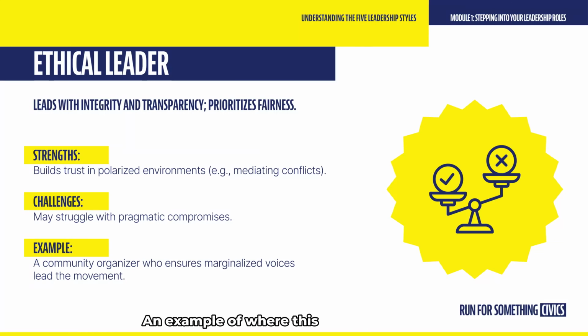An example of where this leader may shine is as a community organizer who ensures marginalized voices are leading the movement. This person may be focused on centering those who are directly impacted by the issues that you're working on. If you are somebody who's constantly thinking about how systems are disproportionately impacting folks in particular ways, either limiting opportunities or giving folks privilege, if you're looking at the different intersectionalities of how types of oppression happen to communities, if you're constantly questioning where and how resources are being spent or raised, you might consider yourself an ethical leader.